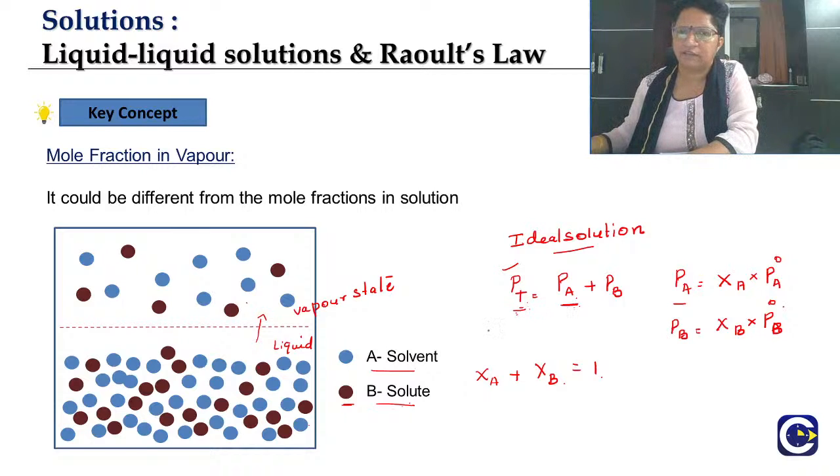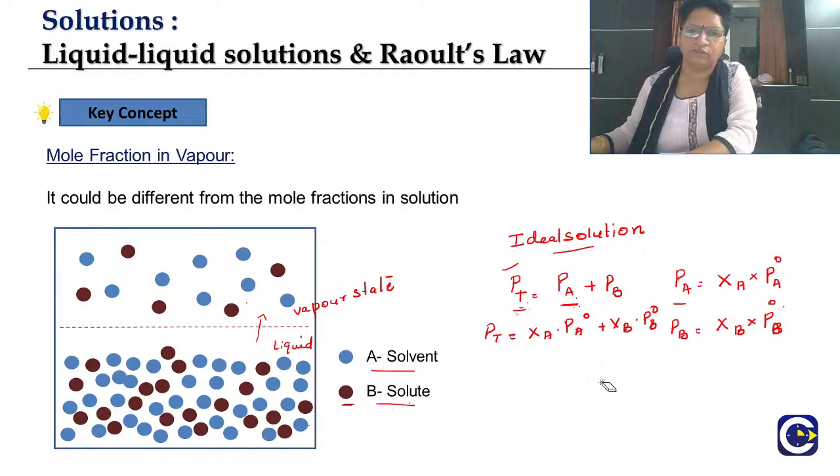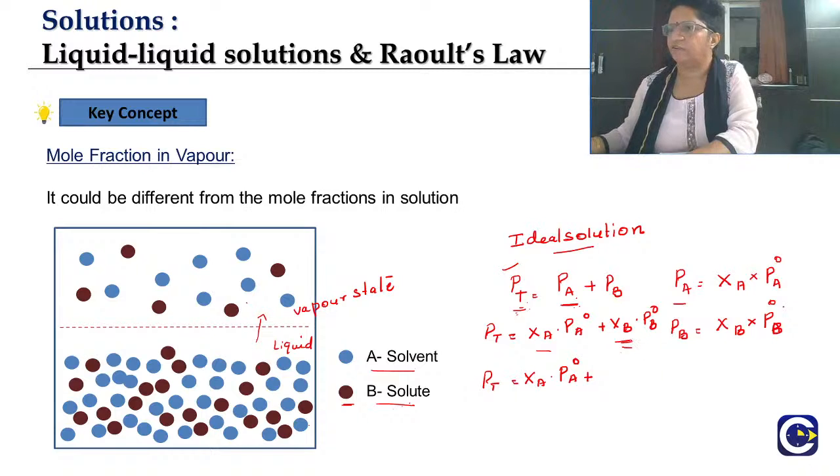So how can we write this again? P total is XA into PA naught plus XB into PB naught. All this we have seen in the last class. Fine. The mole fraction of any two components in a solution will always add up to 1. So I can write this in terms of A instead of B. XA into PA naught plus, instead of XB, the mole fraction of B, I can write it in terms of A. How can we write it in terms of A? 1 minus the mole fraction of A will be the mole fraction of B, into PB naught. So we can write it in either this form or this form.